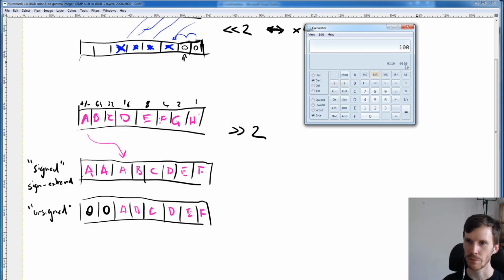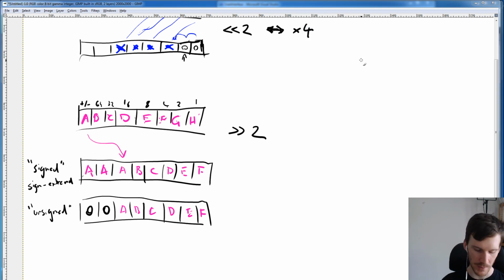By the same token, if we have the same value and we shift it right by 2, this is the same operation, but there's a 0 to copy, so it just copies in zeros. So this copies in the sign. This is why it's AAA. It copies through the sign bit.